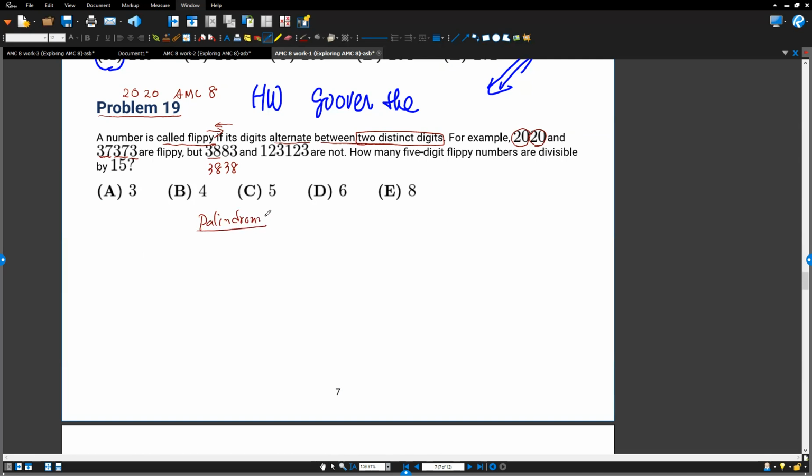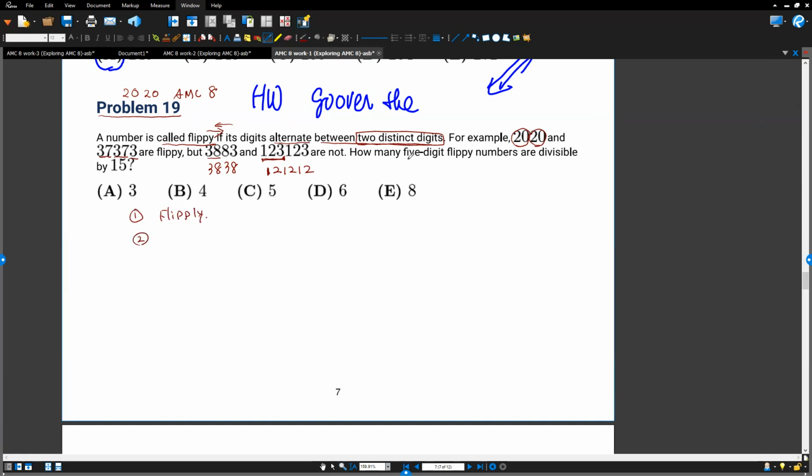Okay. 1, 2, 3 is not flippy, since it is not only two digits repeating. I can make this 1, 2, 1, 2. 1, 2 is a flippy number. That's the idea. It should always be a flippy number. So that's the first constraint: it should satisfy being flippy.